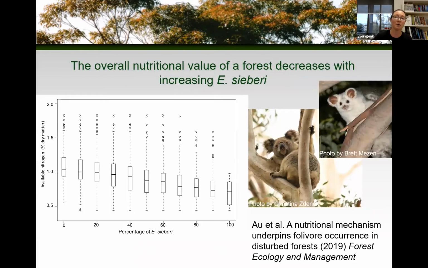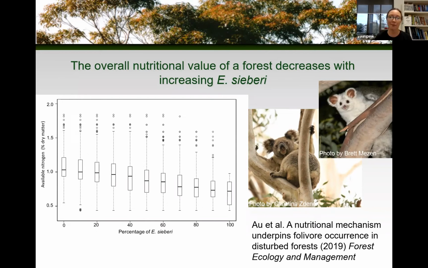We actually modeled what would happen to average available nitrogen in the South Coast forest as silvertop became more abundant. This doesn't consider the toxins, just a key limiting nutrient for these animals. Animals like the koala and the greater glider need on average about 1% available nitrogen in their diet to meet their nitrogen balance. That doesn't mean they won't eat trees with less, just on balance, they have to have more.